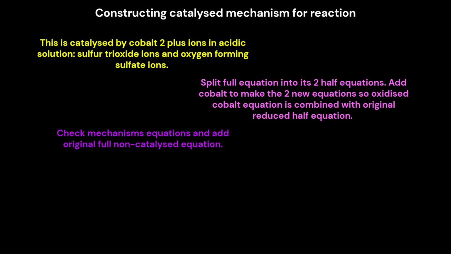Constructing a catalyzed mechanism for a reaction. This is catalyzed by cobalt-2+ ions in acidic solution, with sulfite ions and oxygen forming sulfate ions. Split the full equation into its two half equations. Add cobalt to make the two new equations, so the oxidized cobalt equation is combined with the original reduced half equation. Check the mechanism equations and add the original, full, non-catalyzed equation.